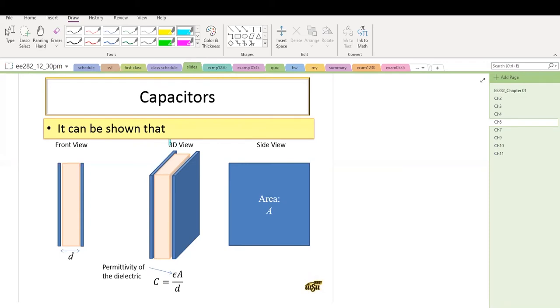This is a 3D view of a capacitor. This is the area of the metal plate, and this is the distance. This is the front view. It's the distance between the metal plates. The capacitance equals epsilon multiplied by A and divided by d. Epsilon is a constant, which is the permittivity of the insulator between the metal plates.